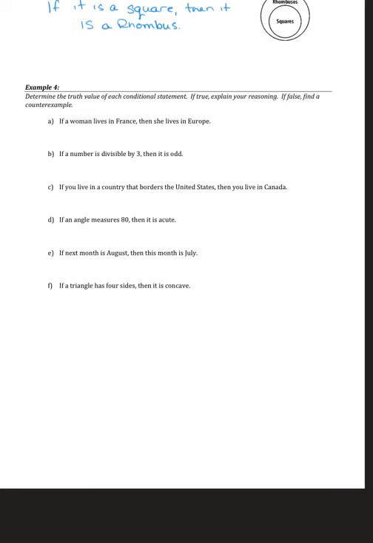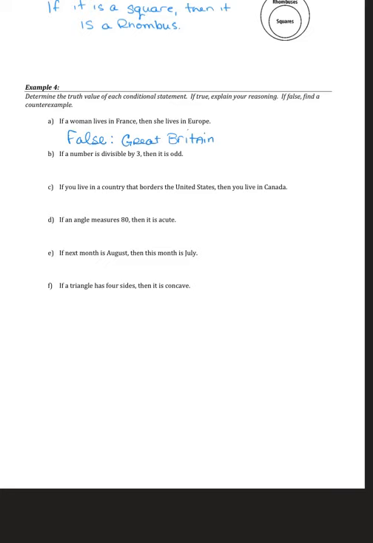All right, looking at part A, if a woman lives in France, then she lives in Europe. Well, you got to think, is France the only place in Europe? No. So this is false, and it can be any other place in Europe besides France. So in my case, I'm going to say Great Britain. It can be any other country in Europe besides France.